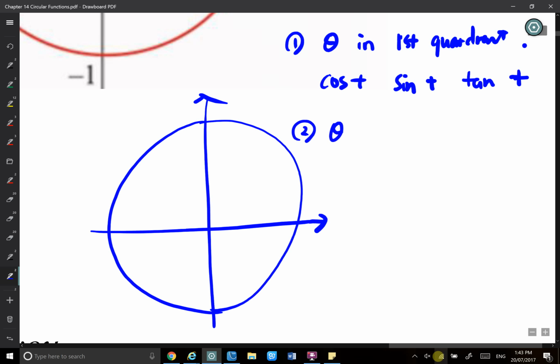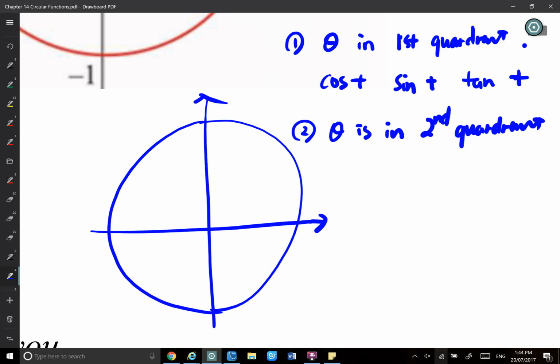Case number 2, if the angle theta is in the second quadrant, what can you tell about the point of intersection, the x and y coordinates?